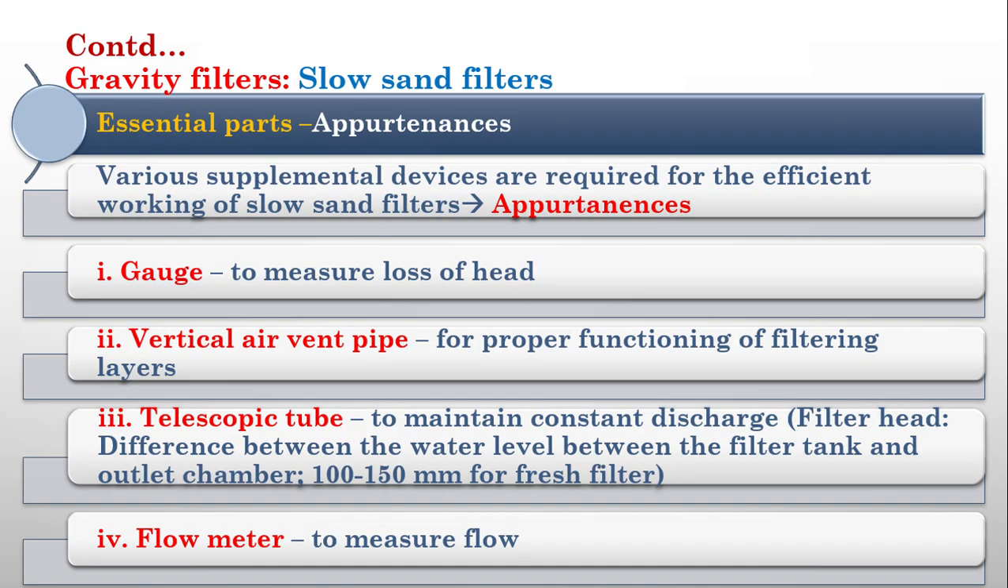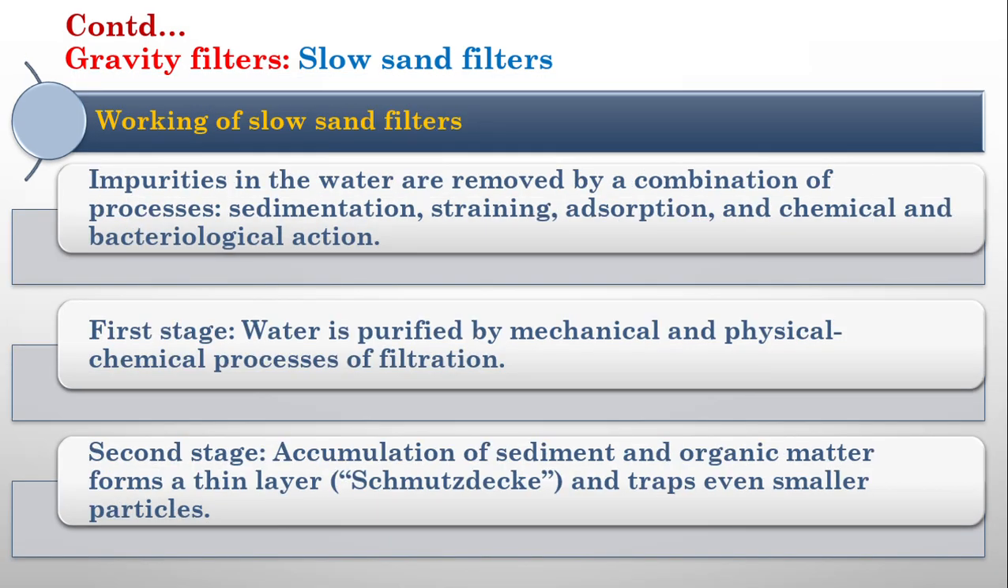And appurtenances, many appurtenances are used. Some gauges are used for measuring the head, vertical air vent pipe for releasing pressure, telescopic tube for maintaining the discharge from the drain, and flow meter to measure the flow. All these are the appurtenances which we are using in slow sand filters. So these are the different parts. Now we'll move on to the working.